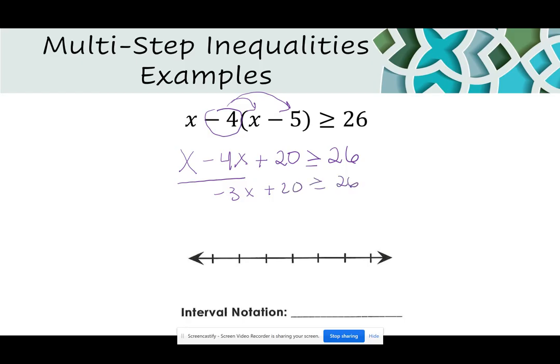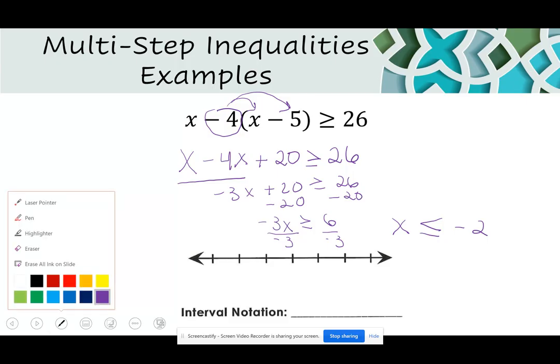We want to get our variable alone, so we're going to move this 20 to the other side. We have negative 3x is greater than or equal to 6. And finally, divide by this negative 3. But since we're dividing by negative 3, we need to flip our sign the other way. So we get x is less than or equal to negative 2.